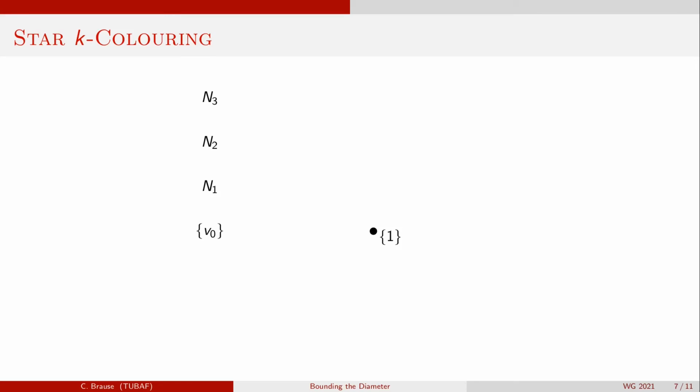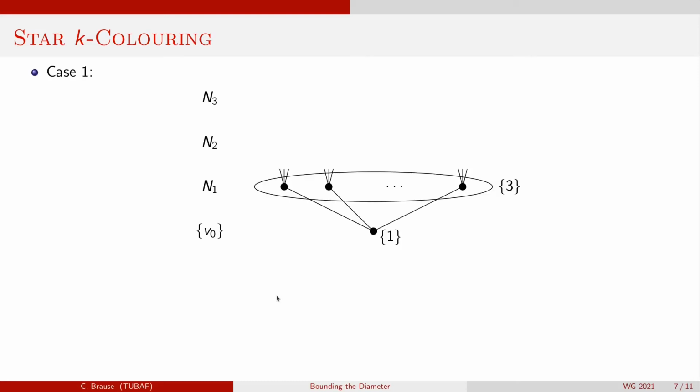We proceed by assigning lists of size at most 2 to the vertices of G. Well, in the first case we assume that there's a star 3 coloring which assigns all the neighbors of the vertex V0 the same color.